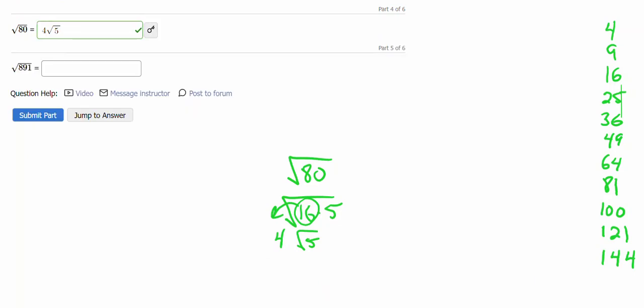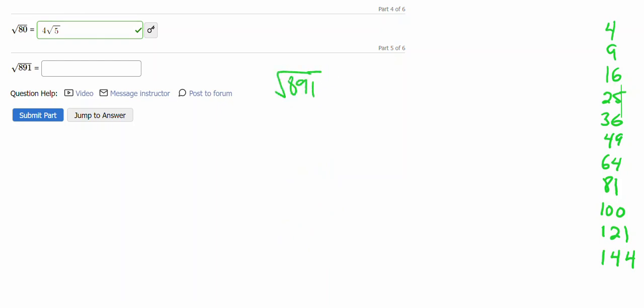All right, one more. So for our last one here, we've got the square root of 891. So again, we would try to find one of our perfect squares that goes into it. And in this case, if you divide it, it's 81 times 11.